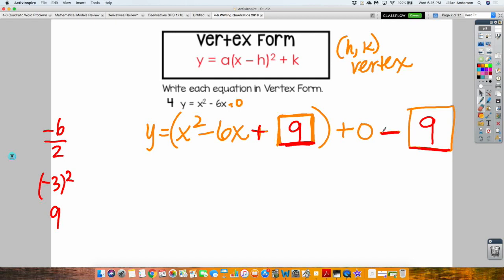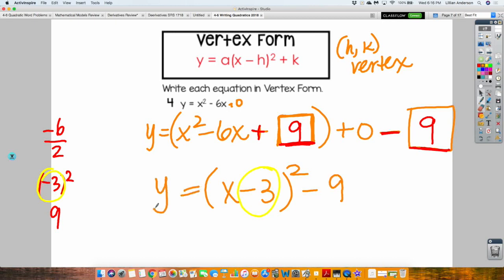So then from there, we'll go ahead and write this as a squared binomial, which is x minus 3 squared. Remember, this number here is always the number we get when we take half of b. So if it's ever a fraction, you know what number it's going to be. And then we just do 0 minus 9, which is minus 9. And that is our equation of y equals x squared minus 6x in vertex form. Y equals parentheses x minus 3 squared minus 9.